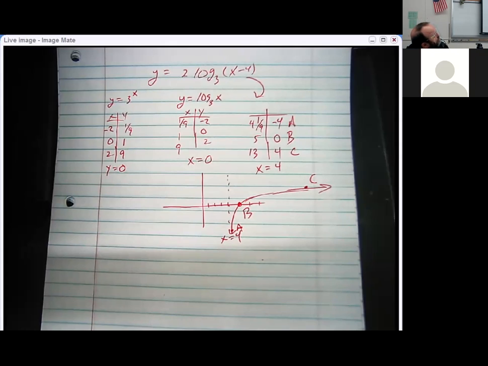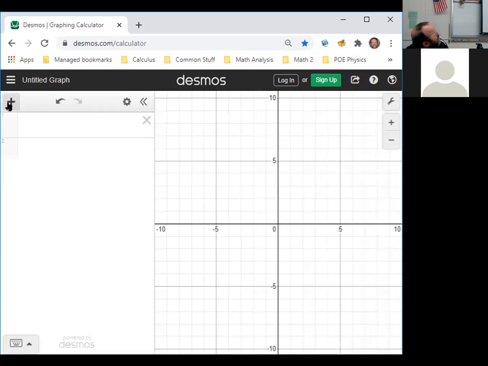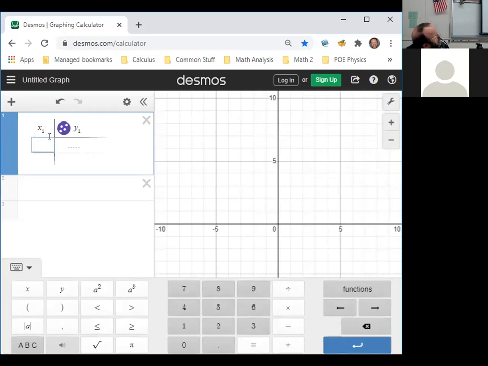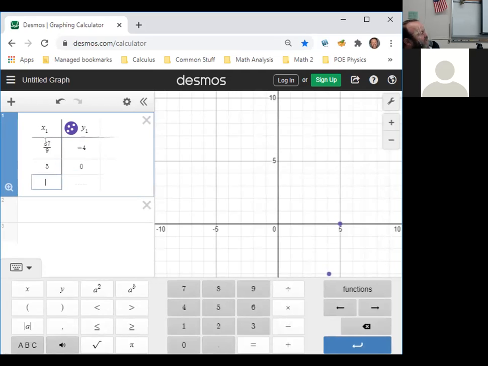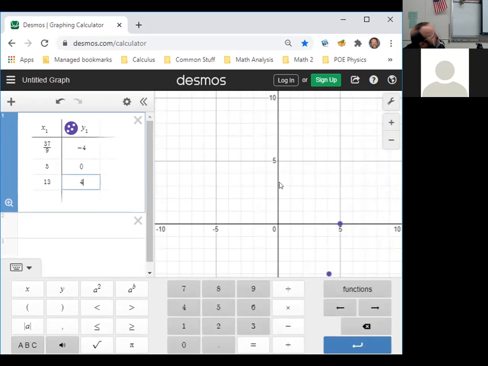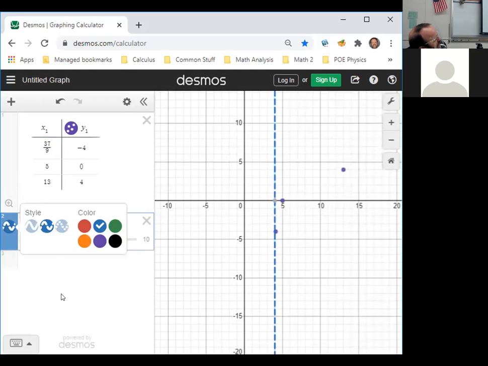So let's do a new share. Let's pop this thing into Desmos and see how we did. I made a little table, so I think it would be worthwhile to plug those in. I had 4 1/9, which is 37 ninths, and it gave me -4. I had 5, gave me 0. I had 13, gave me 4. Now, unfortunately, that doesn't show up on the screen particularly well. And I had x equals 4 as an asymptote, which we have discussed should be dotted, right?